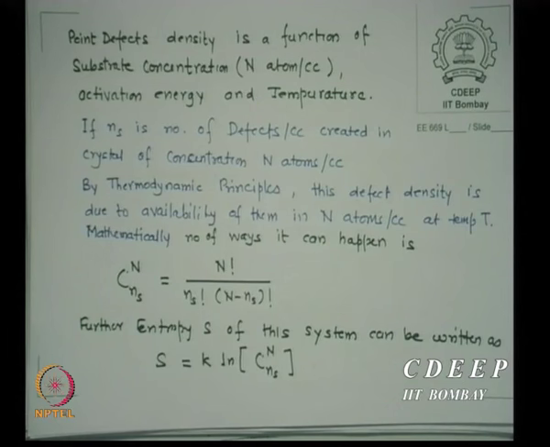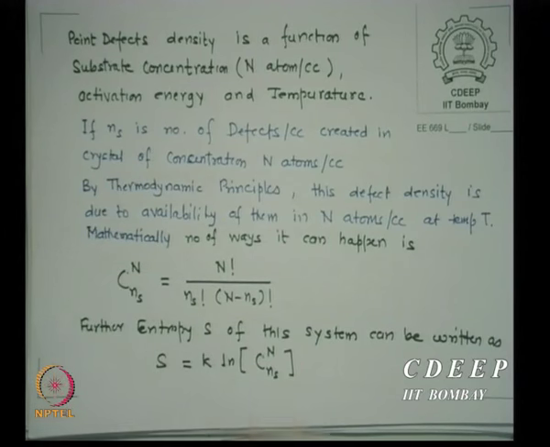given mathematically. This is a possible combination, permutation and combination. One out of so much can go. So ns is the defect, and n is the number of ways they can possibly move there. This can be given by C(n, ns), which is n factorial over ns factorial times (n minus ns) factorial. I suppose you know this much maths anyway.